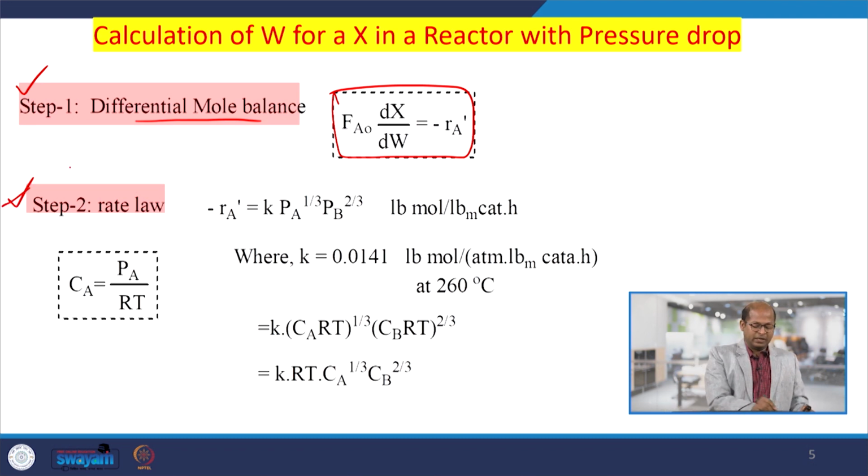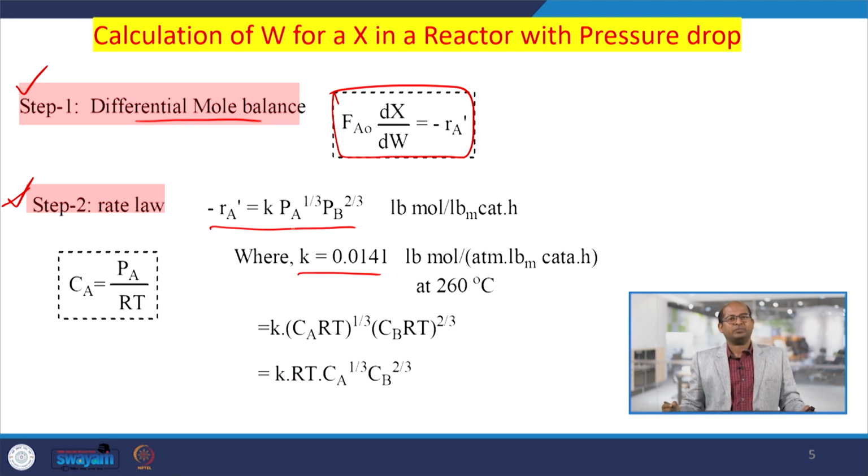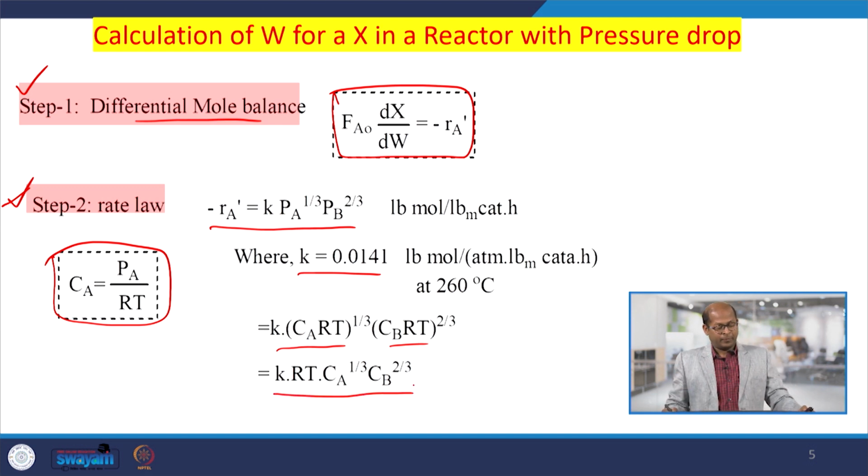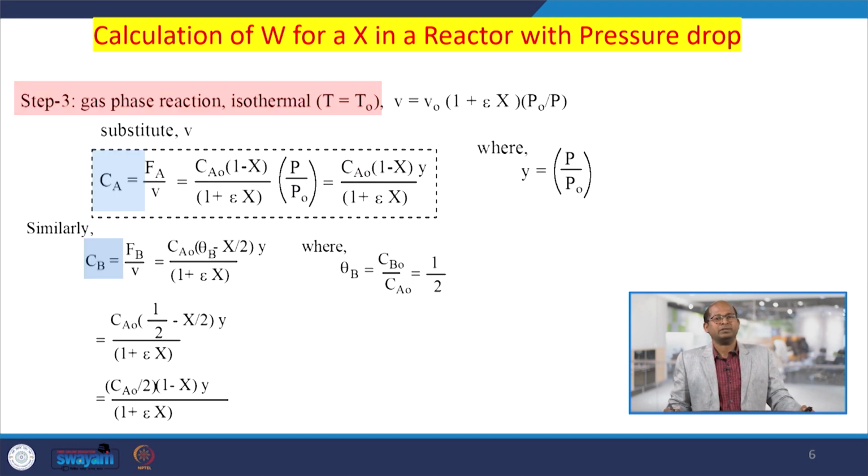Step 2 is the rate law, the rate equation. The rate equation is also given, and the rate constant is also given. Here P A and P B, the partial pressures of ethylene and oxygen, are given in terms of partial pressure, so we will convert that into concentrations. Concentration and partial pressure are related by C equals P A by R T. So, we substitute P A in terms of concentration, R and T, and then it comes to this. Then we express the rate in terms of concentration. Now, the individual concentrations we know.